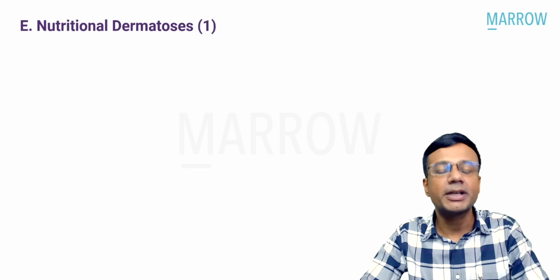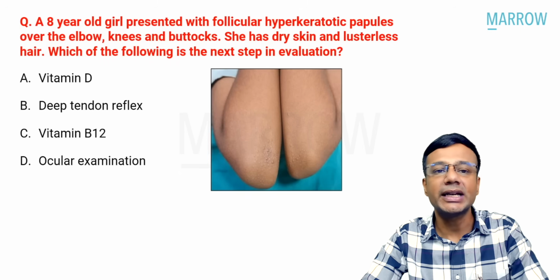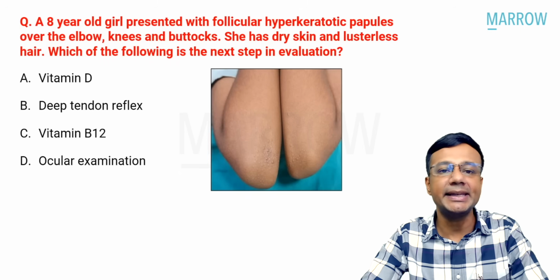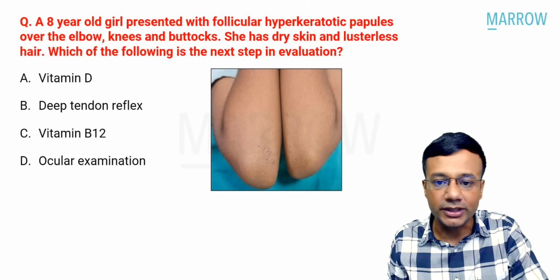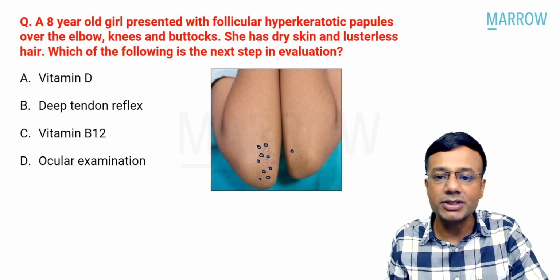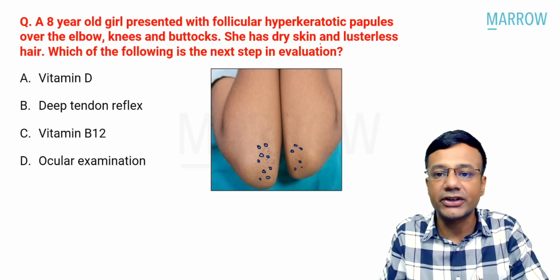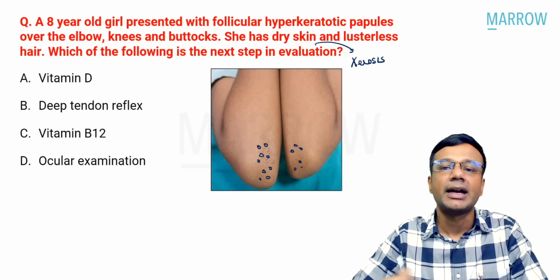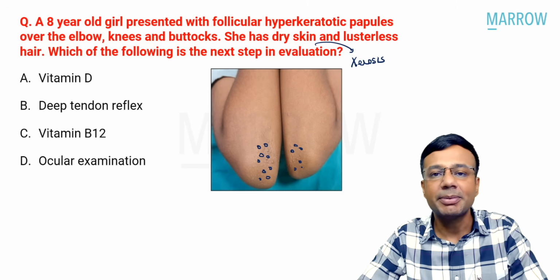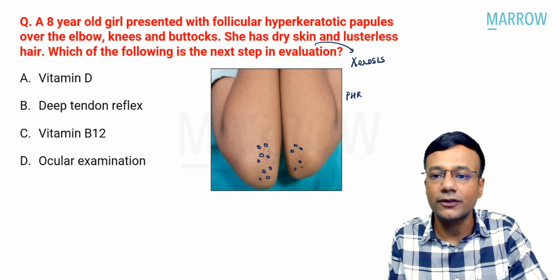Let's move on to the next topic on nutritional dermatosis. An 8-year-old girl presented with follicular hyperkeratotic papules over the elbows, knees, and buttocks. So here we can see the follicular hyperkeratotic papules over the elbows in the image. She also has dry skin, which is xerosis or xeroderma, and lusterless hair. So hyperkeratotic follicular papules over the extensors is referring to phrynoderma.